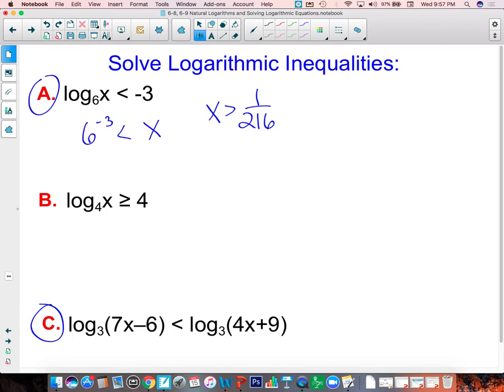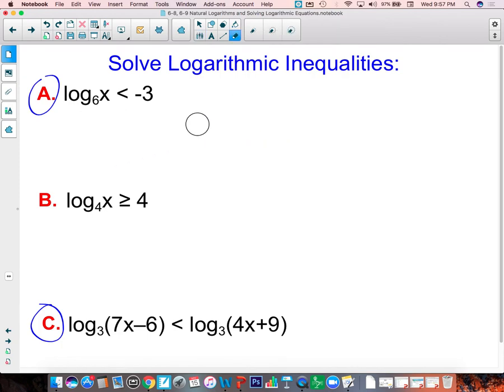Now I think I missed a step here. When I evaluate this, looking at the beginning of the equation, I did not change my sign. Looking at the beginning of the equation, I have my arrow pointing at the x. So when I change this to an exponential, I want my arrow pointing at the x. So then it would be x is less than that. So I say x is less than 1 over 216.